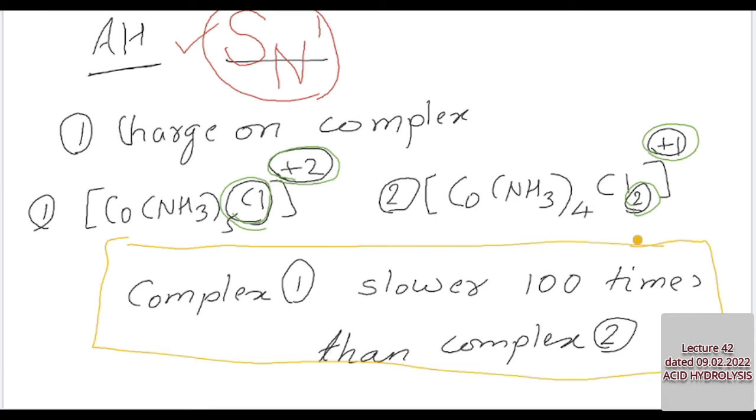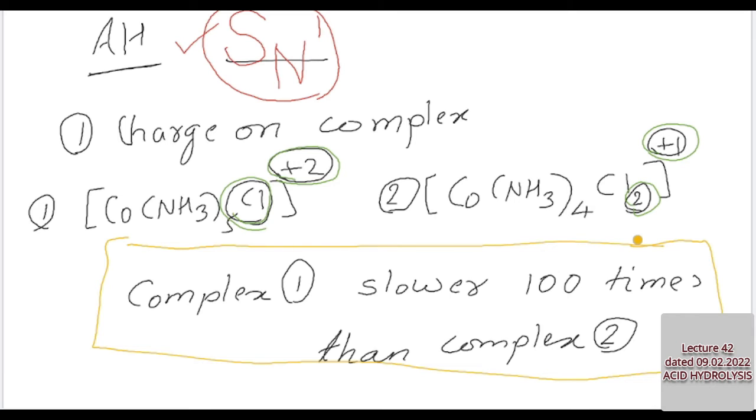Will anyone answer? Are you understanding my question? If not, I'll repeat. Then you think on that, so don't expect a ready-made answer. Complex 1, how is it? It has only one chloride and two positive charges. Complex 2, how is it? Two chloride ions as ligands, and it carries a charge of plus 1.